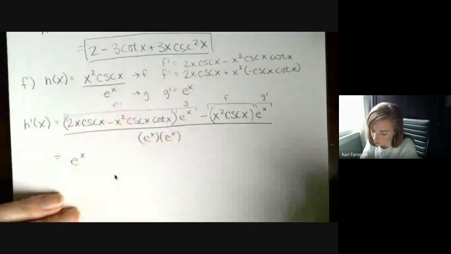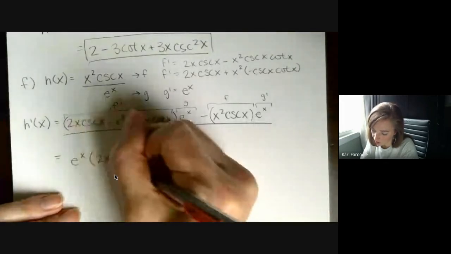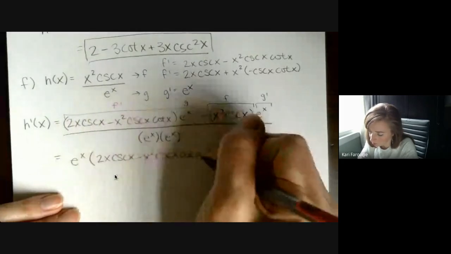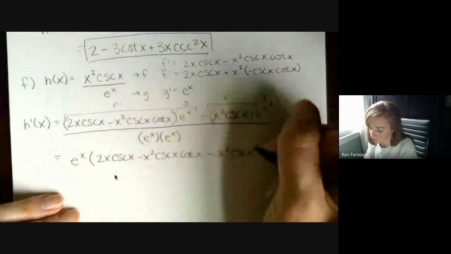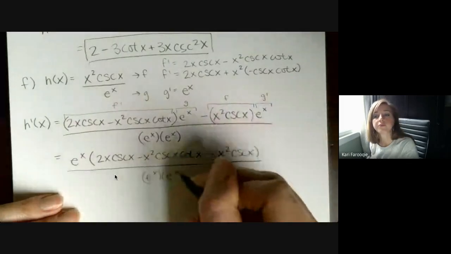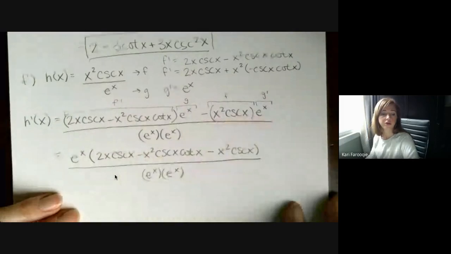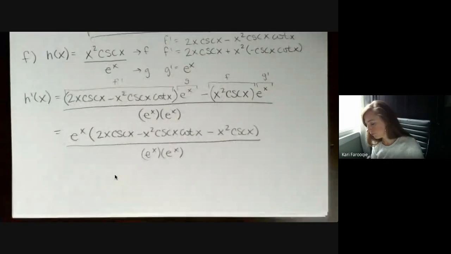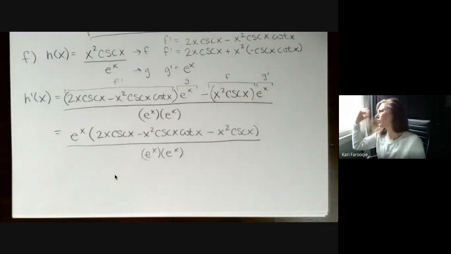And then what that's going to leave me with is 2x cosecant x minus x squared cosecant x cotangent x minus x squared cosecant x, divided by e to the x times e to the x. Let you take that in for a minute. Soak it up. Okay. Questions before I cancel?